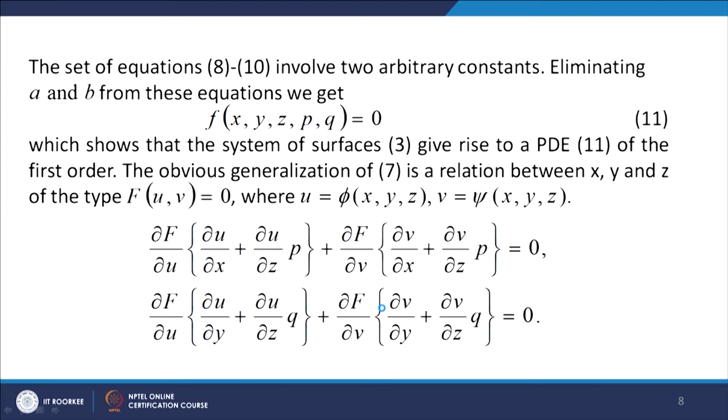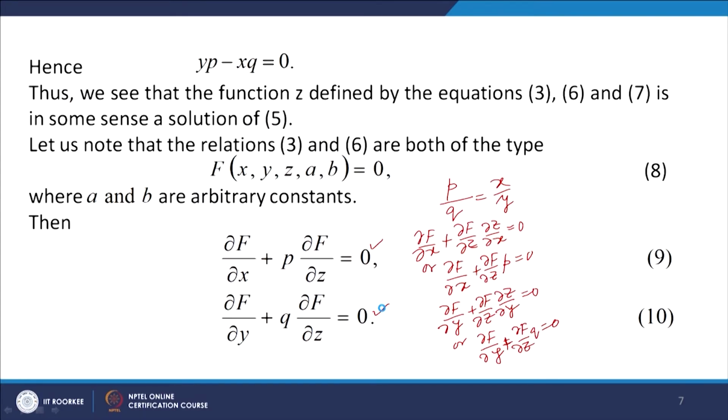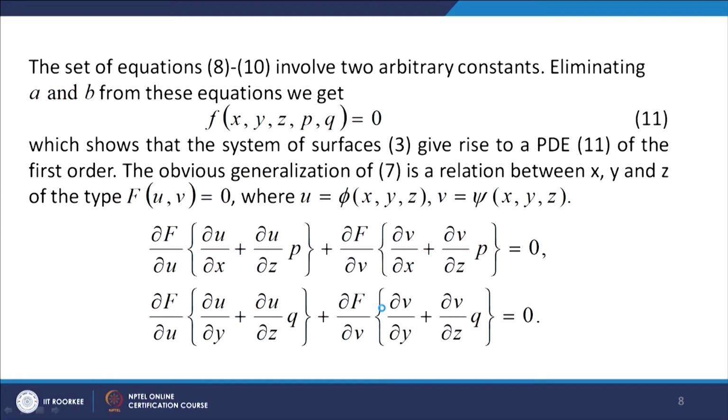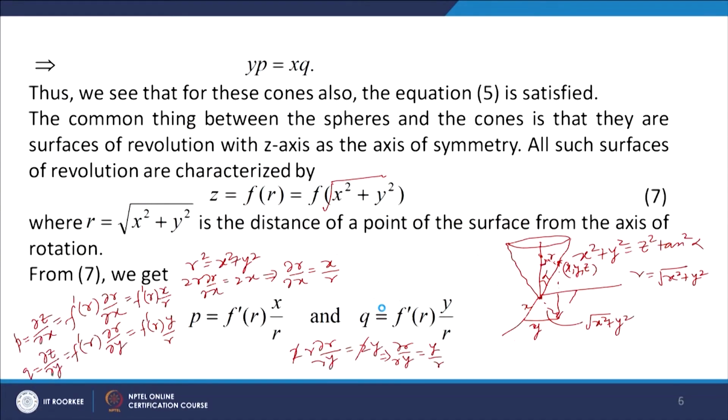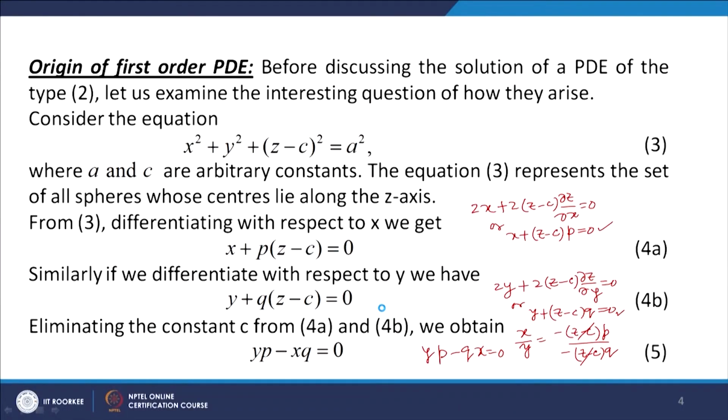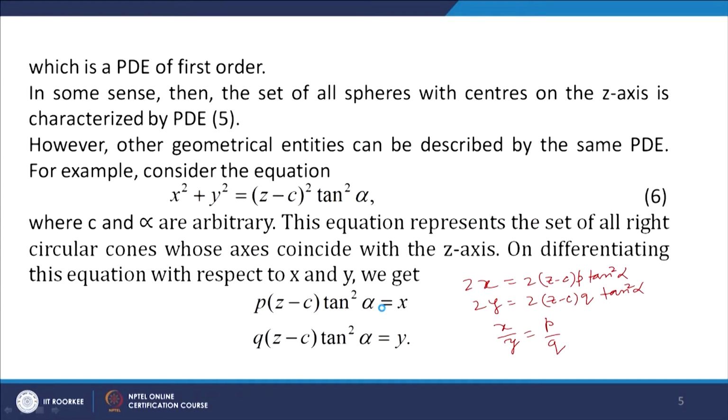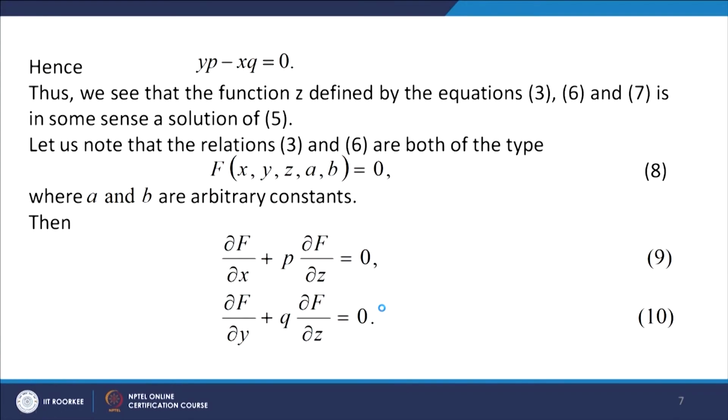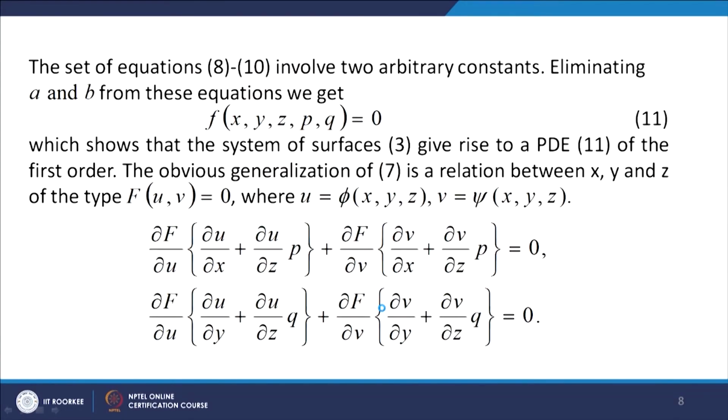Now, the equations 8 to 10 involve two arbitrary constants. So, eliminating a and b from these three equations, we get the equation f(x, y, z, p, q) equal to 0, which shows that the system of surfaces 3 gives rise to a PDE 11 of the first order. The system of surfaces 3, or you can say 6, gives rise to a PDE of the type f(x, y, z, p, q) equal to 0.